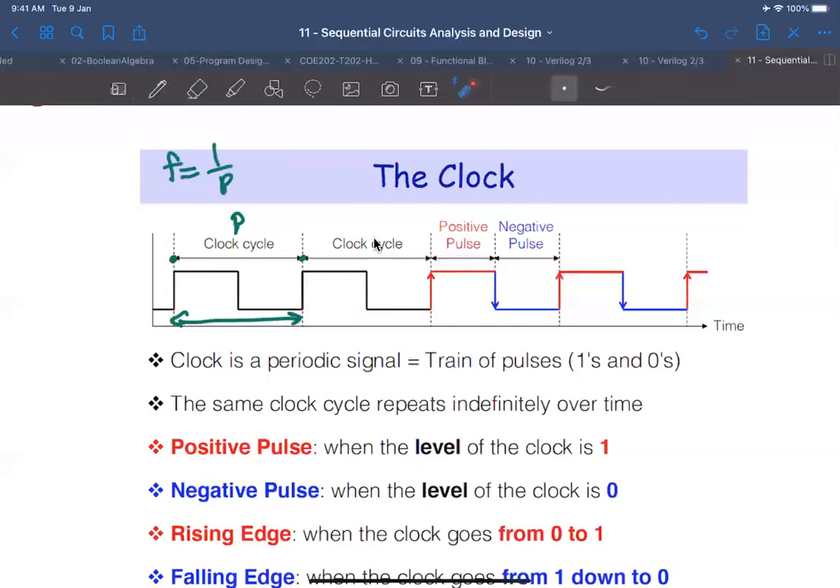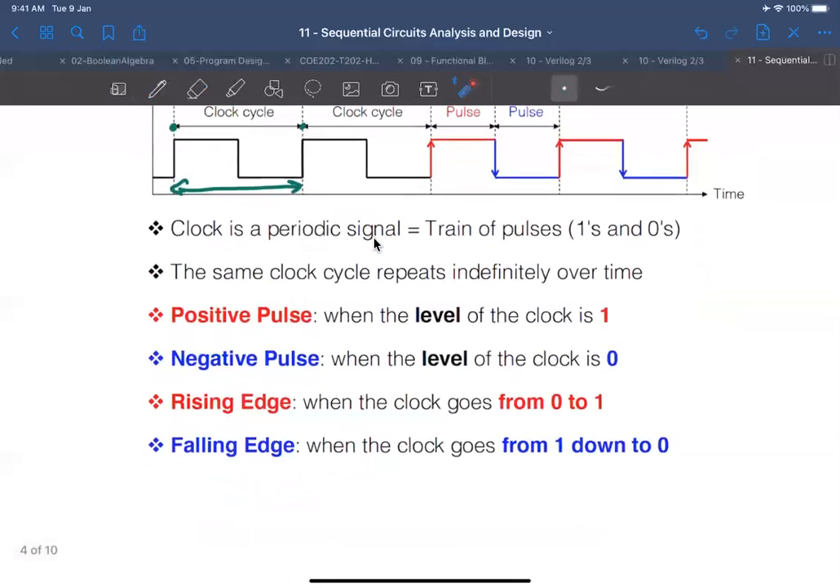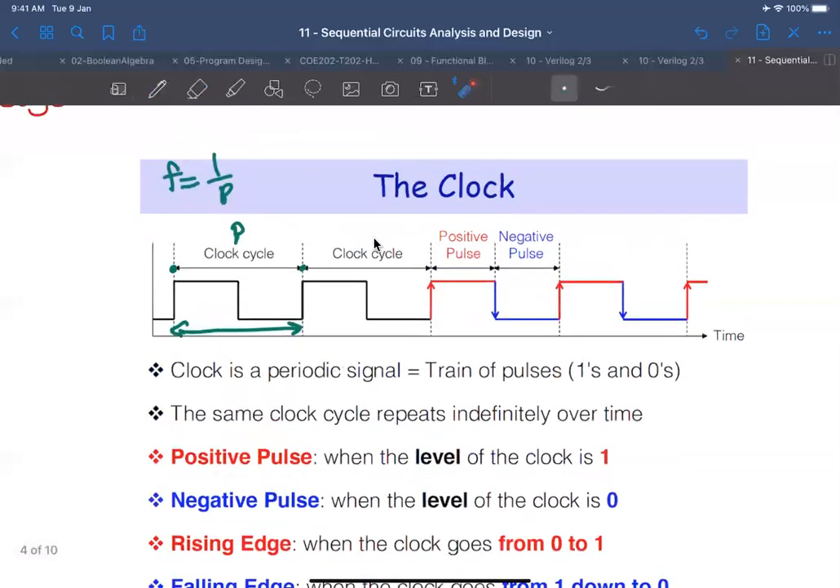Rising edge is also called a positive edge. Positive edge means going from 0 to 1. The transition from 0 to 1 is called either a positive edge or a rising edge. And going from 1 to 0 is called a negative edge or a falling edge. Negative falling or positive rising, okay? Any questions so far?